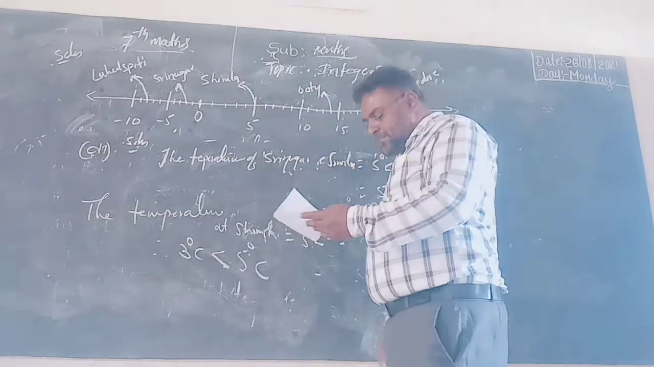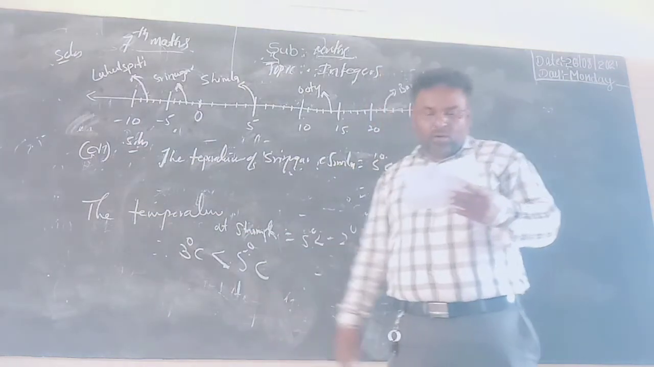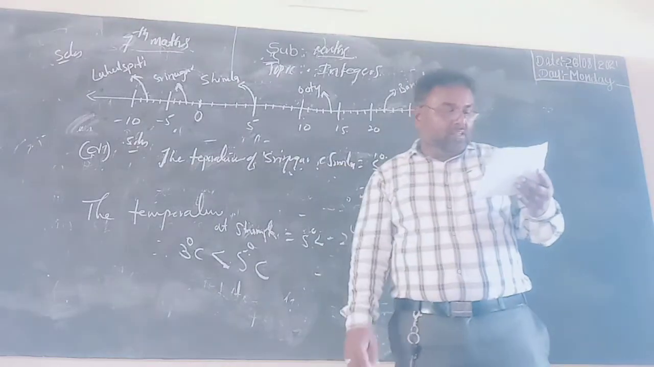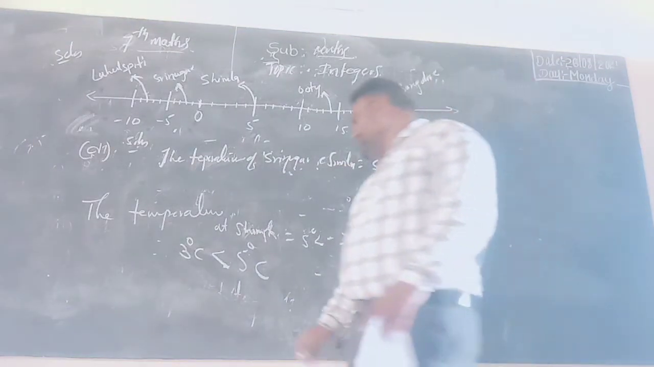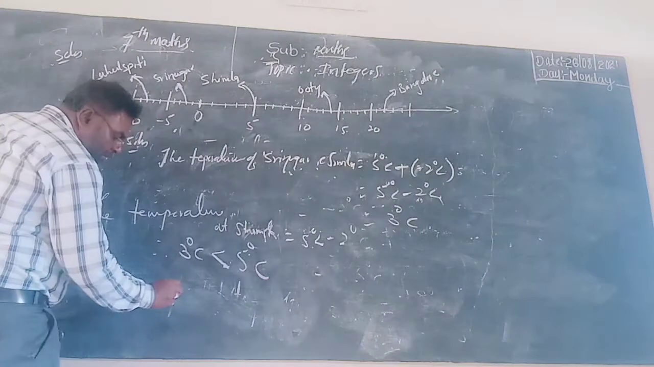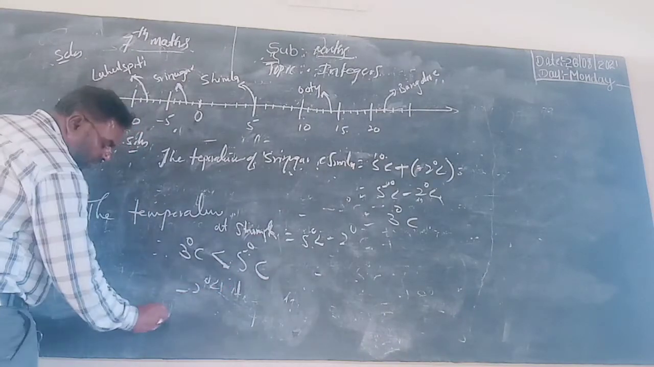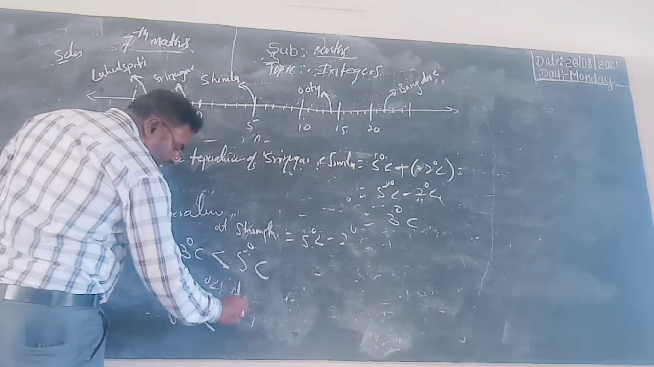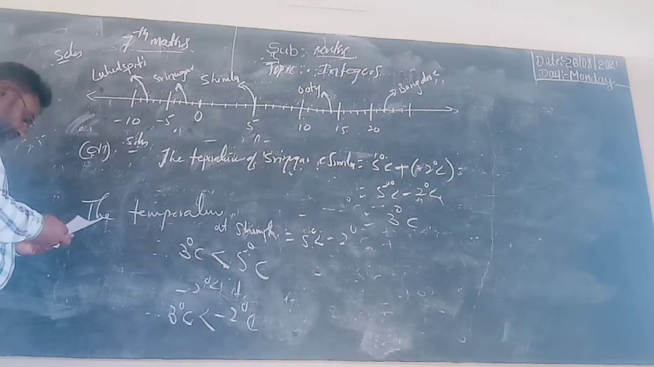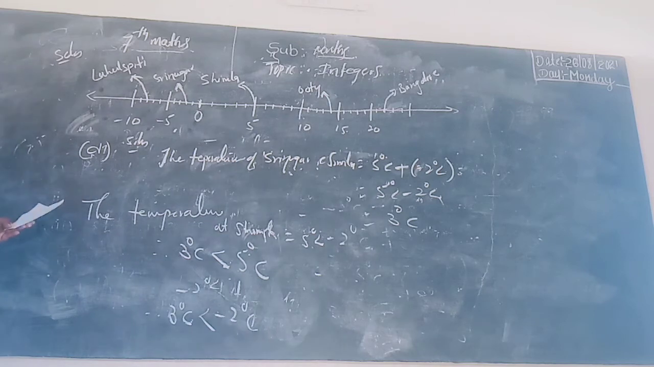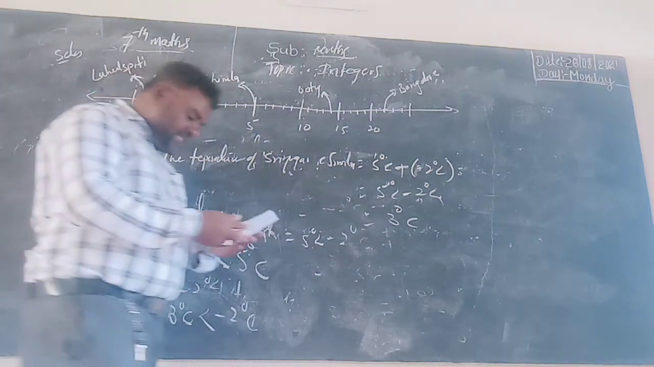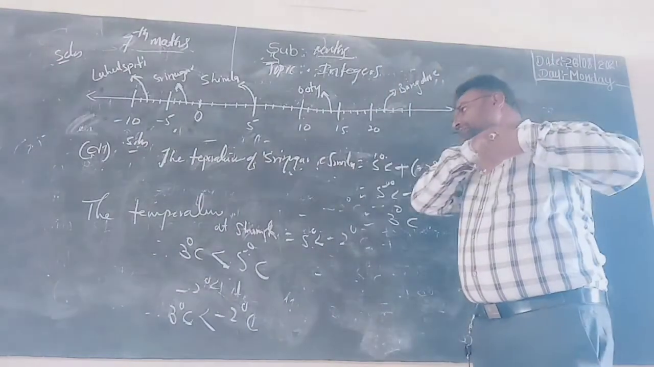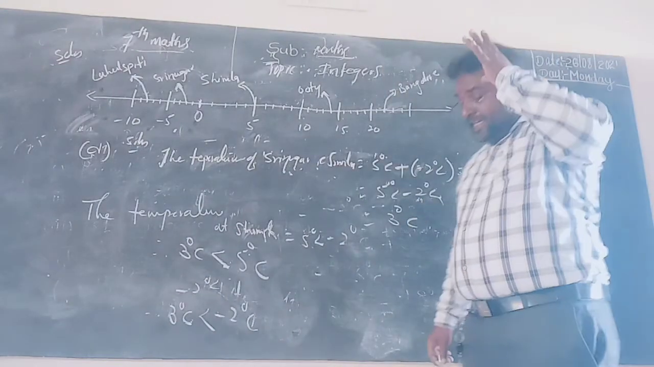temperature at Shimla. Now the temperature of Srinagar is -2 degree. Therefore, 3 degree centigrade is less than -2 degree centigrade? No, it is not. It is not less than the temperature at Srinagar.